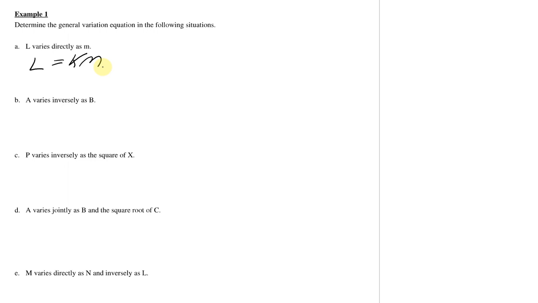Okay, so now let's try this again with b. A varies inversely as b. So a varies, we know, will mean a equals. And now inversely is b. So what does that mean that I'm doing to k? That means that I've got k on the top because k always goes in the numerator, and I'm going to divide it by b because that's what it means to vary inversely. So I want you to try these last three examples. Hit play when you're ready.